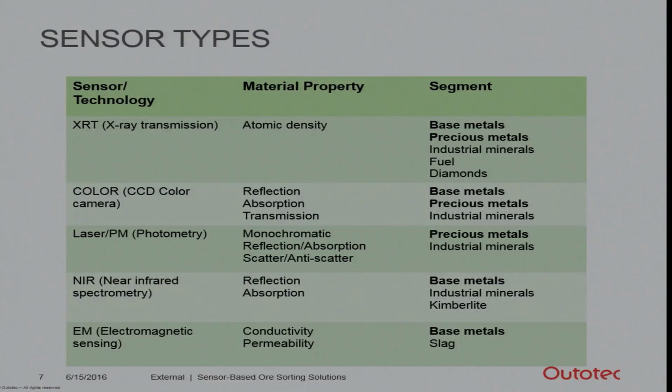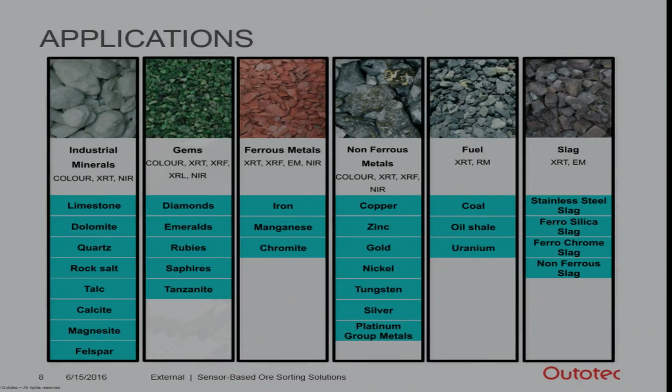Here's a summary of the sensor types, and due to the fact that we're now talking mostly about economic benefits, I will pass these by quite fast. The typical applications of sorting are in industrial minerals, precious stones like gems, ferrous metals, non-ferrous metals, fuels, and then there are slags as well that can be sorted.